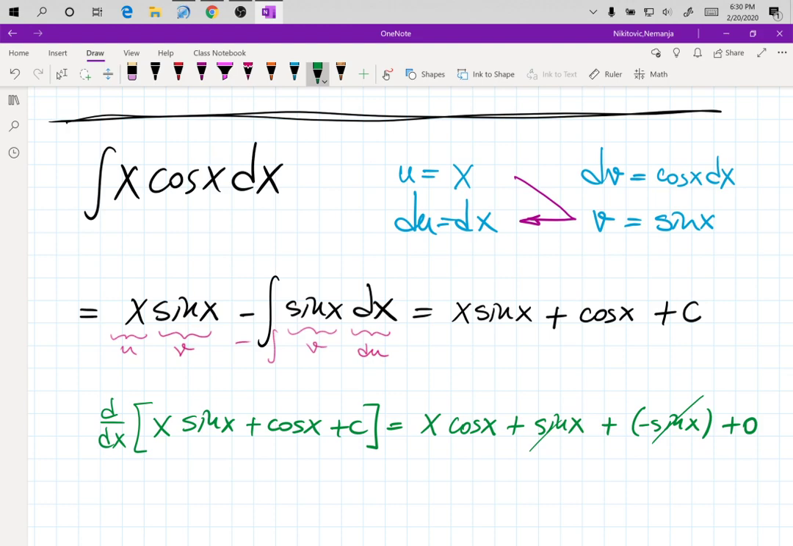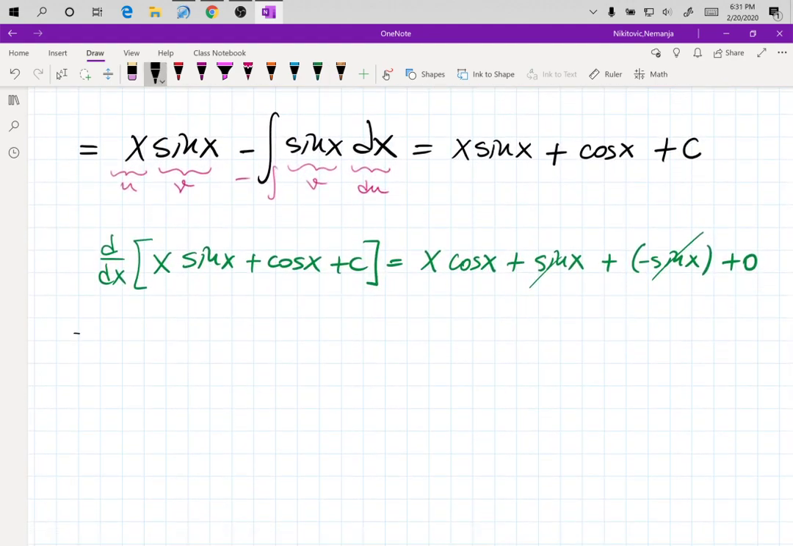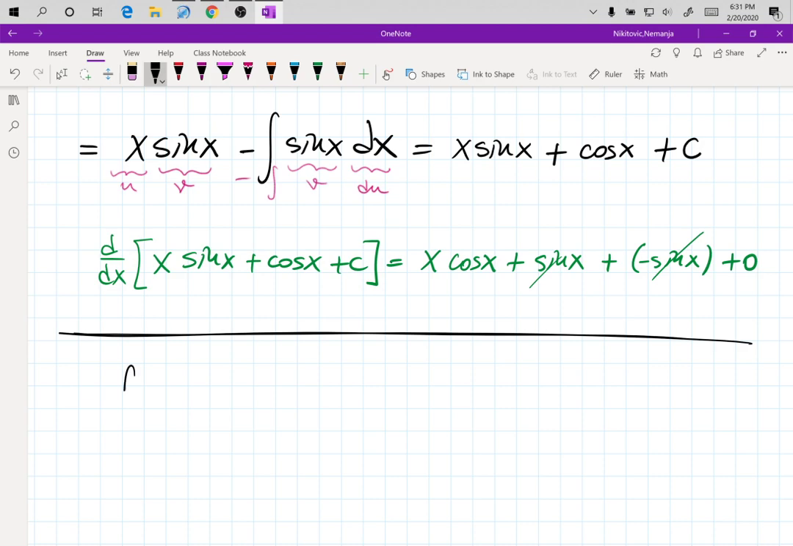Cool. So now, since we are on a streak, the next problem is going to be the integral of x ln x dx. There we go. Have fun.